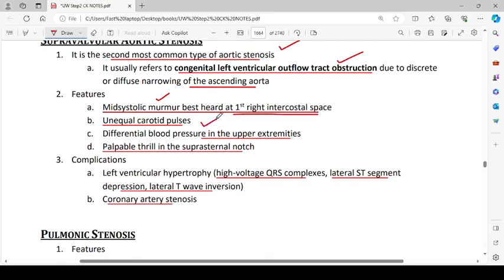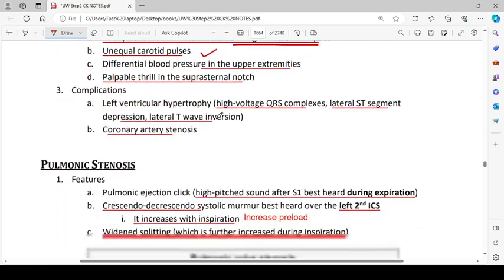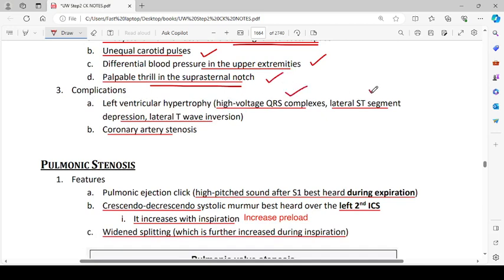There will be unequal carotid pulses, different blood pressure in the upper extremities, and a palpable thrill in the substernal notch. The complications are left ventricular hypertrophy, high voltage QRS complexes, and lateral ST segment depression and lateral T wave inversion. Coronary artery stenosis can also occur because the point of stenosis is actually the point of origin of the coronary arteries. So even they may also become stenosed.